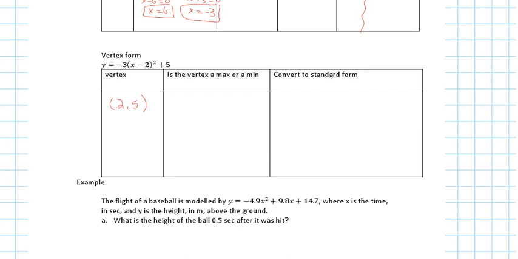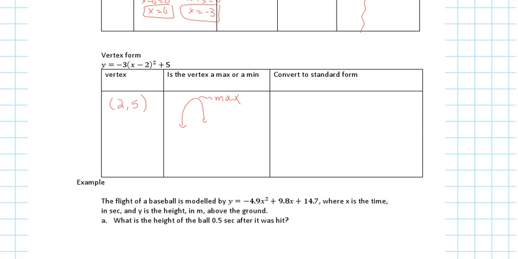Is the vertex a max or a min? Which way is it going to open? It's going to open down, so it's going to be a max. Why is it going to open down? It's not "negative," it's "a is negative." There's a million things that are negative. You have to specify, right? Because a is negative.